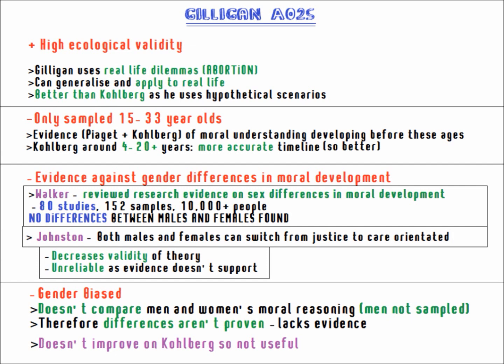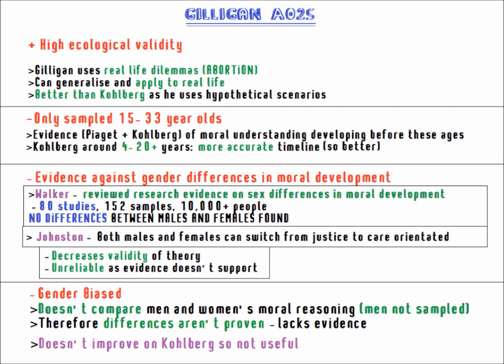There is also evidence against there being gender differences in moral development. Walker reviewed research evidence on sex differences in moral development. He reviewed 80 studies, 152 samples using over 10,000 people, and found no differences between males and females. Johnston also found that both males and females can switch from justice to care-orientated. This decreases the validity of the theory and makes it unreliable as the evidence doesn't support it.